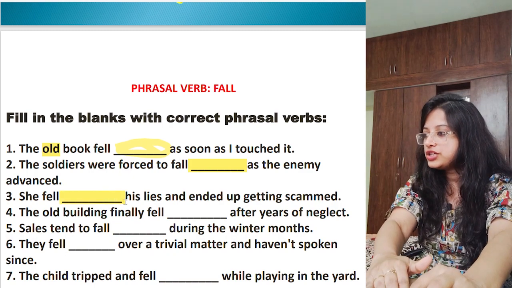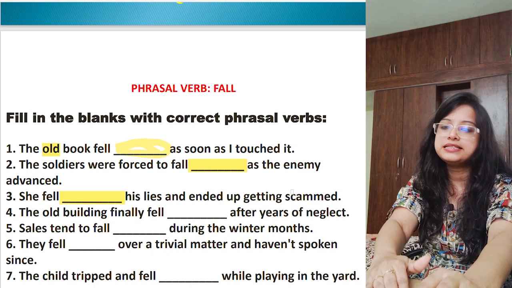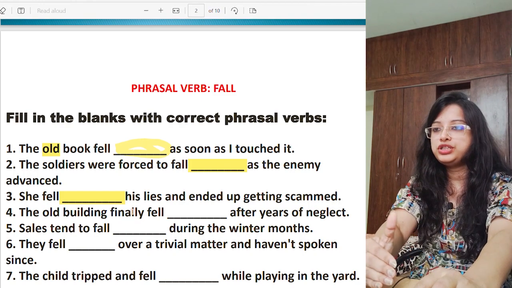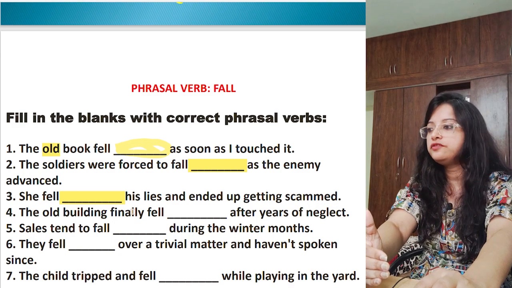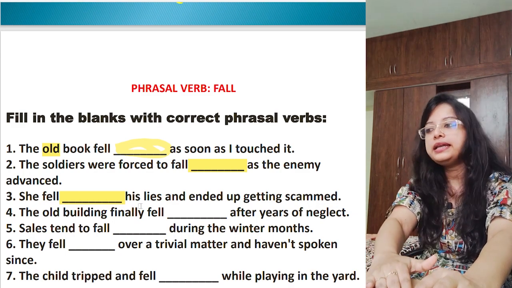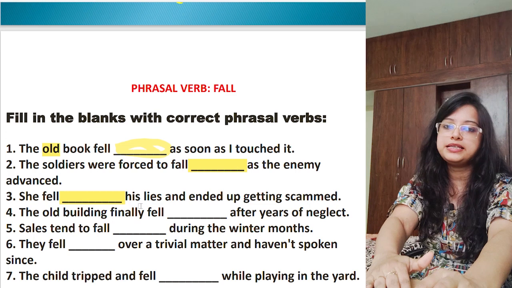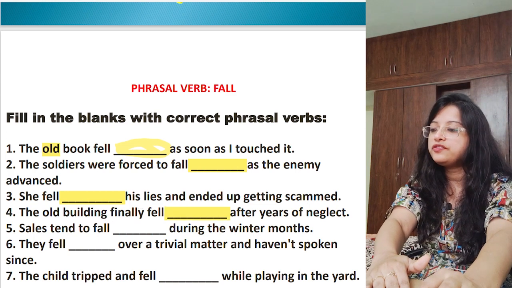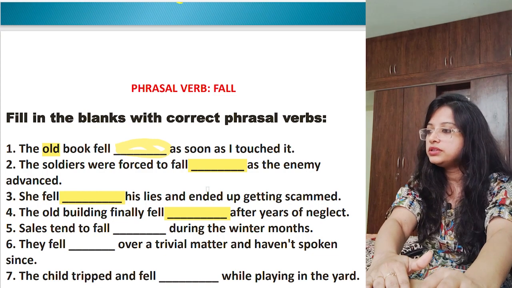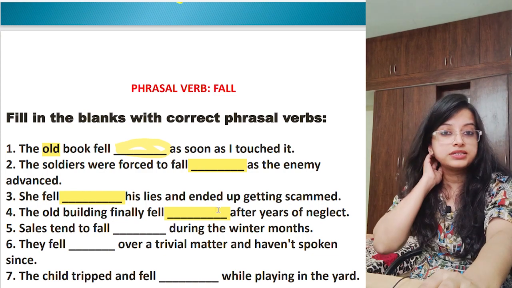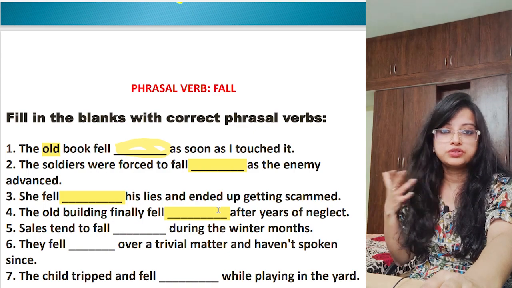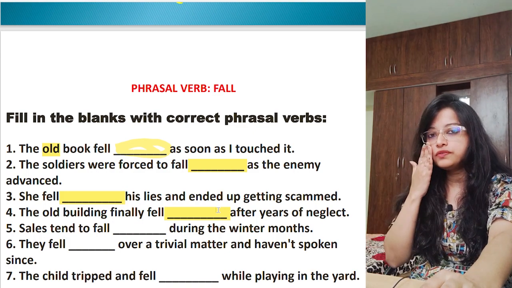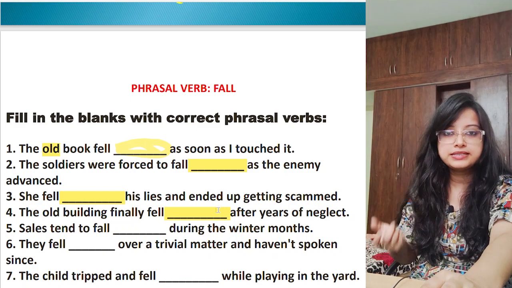She fell dash his lies and ended up getting scammed. So she fell for his lies. That means she fell prey to his lies and ended up getting scammed. The old building finally fell dash after years of neglect. For the third sentence, maybe if I constantly tell you that I have crores and crores of money in my house, that I am earning that much from YouTube, then because of this lie, somebody can try and scam my account.